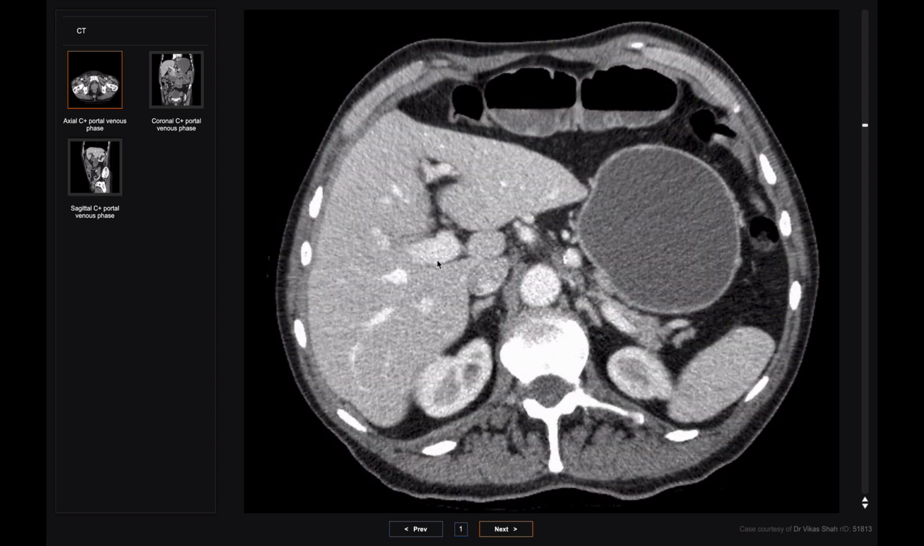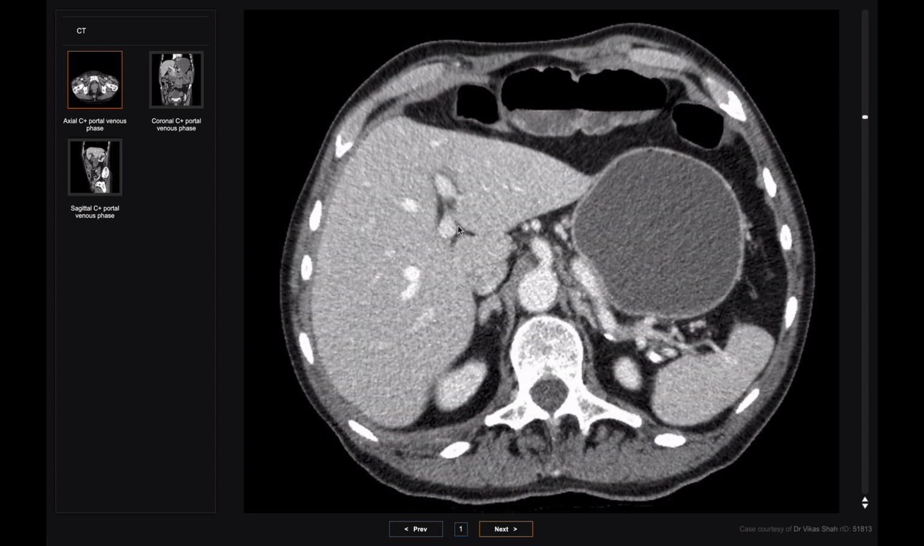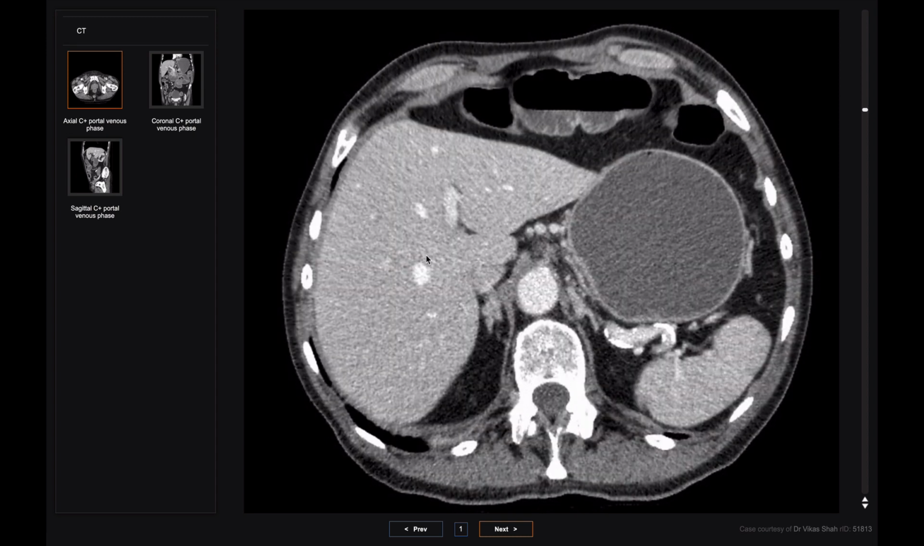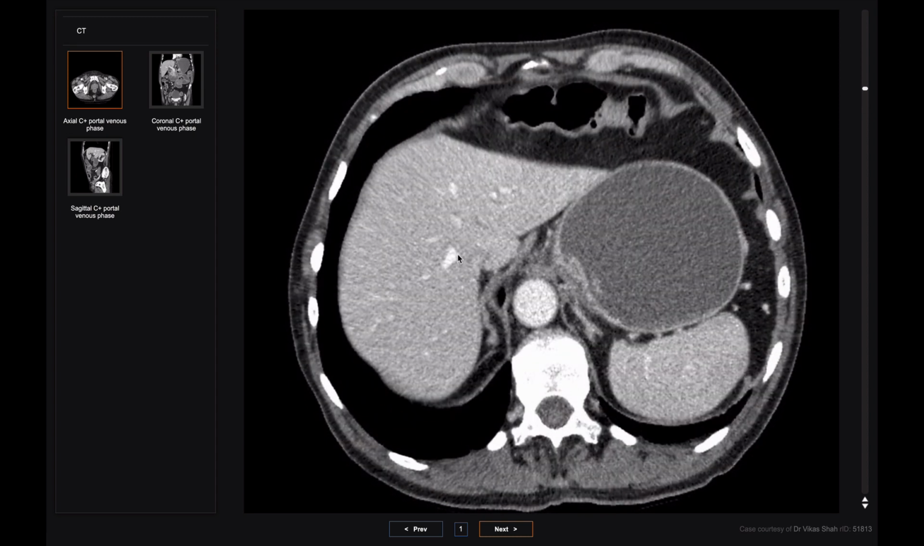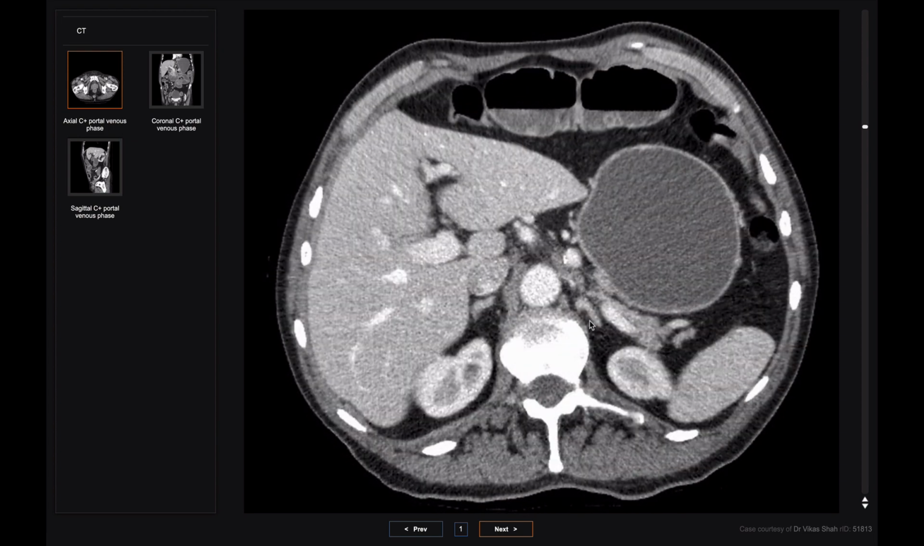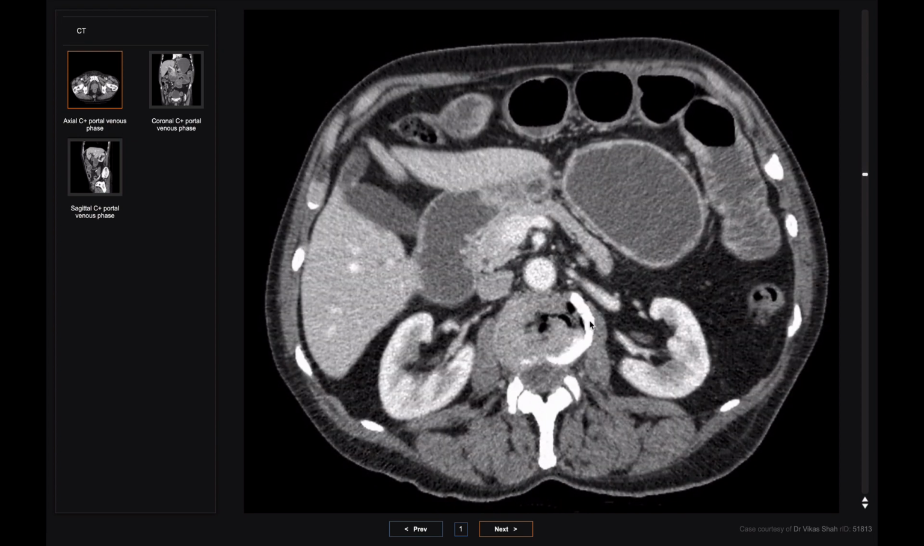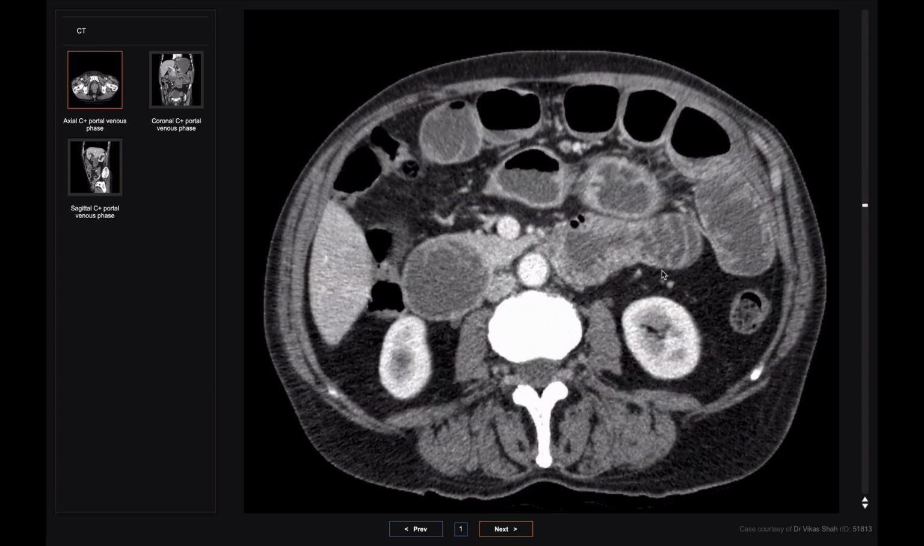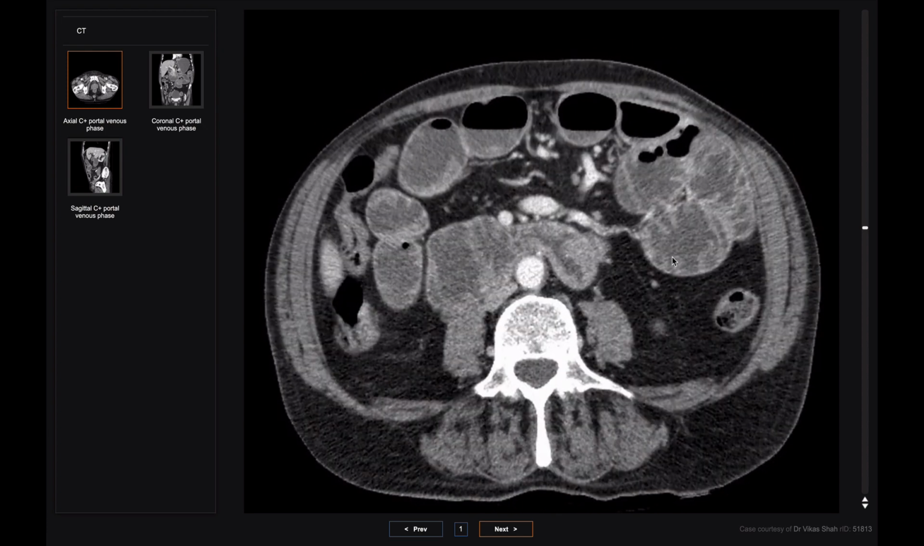There's contrast within the vessels, so we see the portovenous branches. We can delineate them very clearly. We can see the hepatic veins as well. And as we scroll down, we see that the bowel loops are distended. So the small bowel loops here are distended and fluid filled.